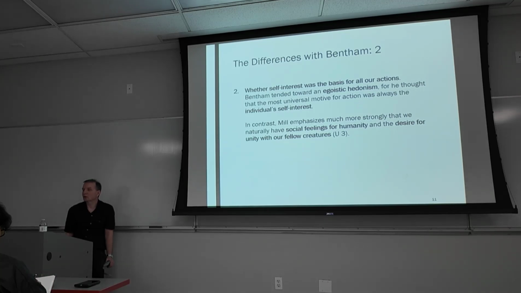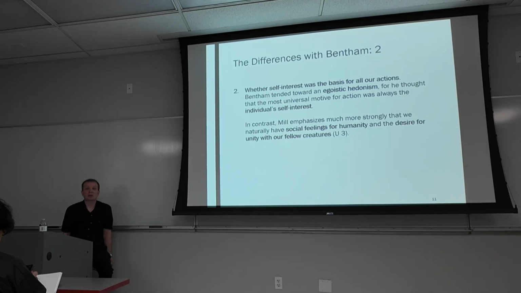Mill emphasizes much more strongly that we naturally have social feelings for humanity and a desire for unity with our fellow creatures. In other words, we may be happier when we are indeed surrounded by happy people. And that's a big question. Let's say you can create yourself in any way you want, have all the money you want, all the power you want, but you are surrounded by miserable people. If not everybody, then almost everybody around you is absolutely miserable. Would you be truly happy? Or would you be happier if you don't have all the money and power, but other people around you are happy?